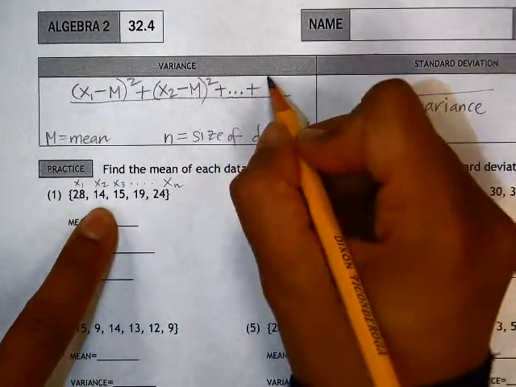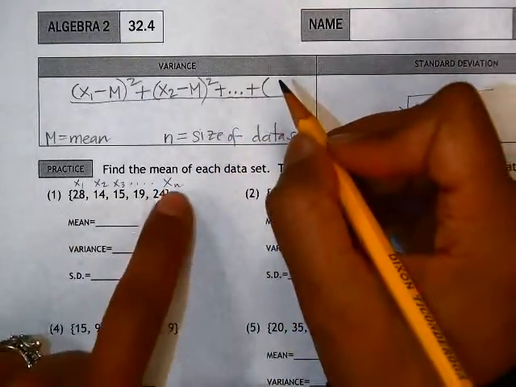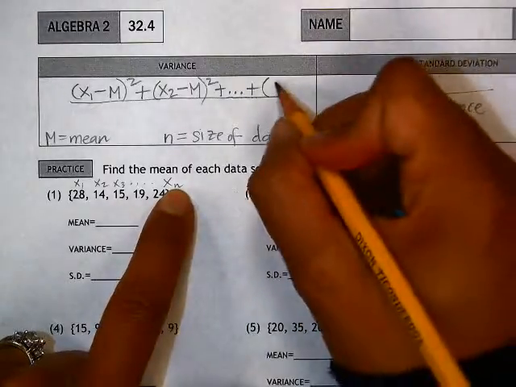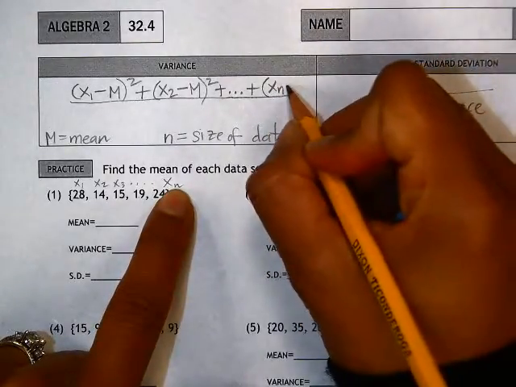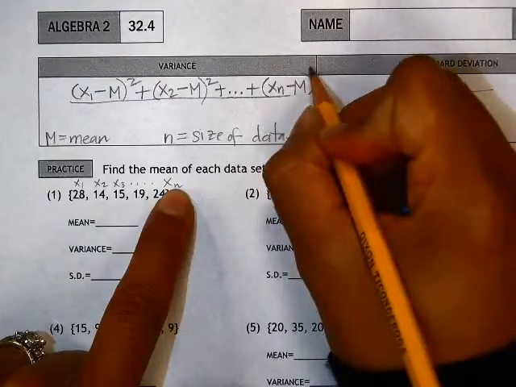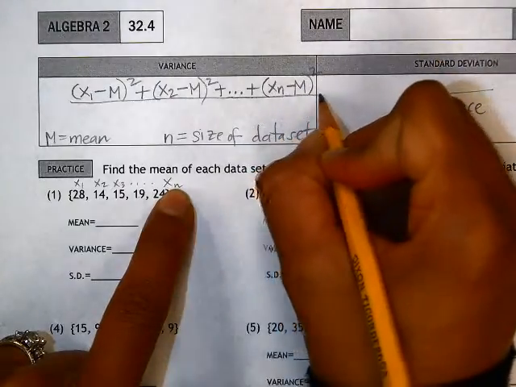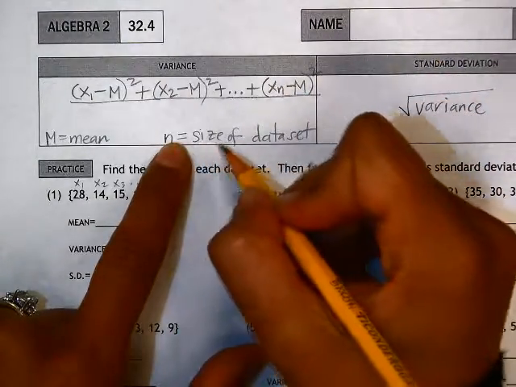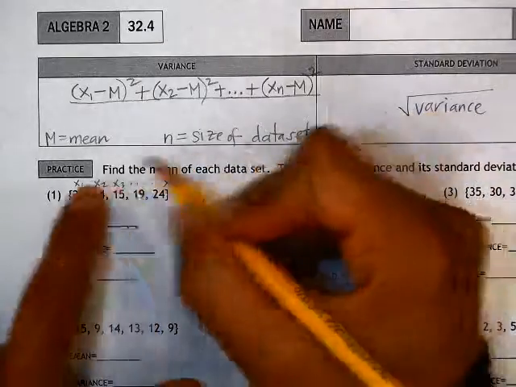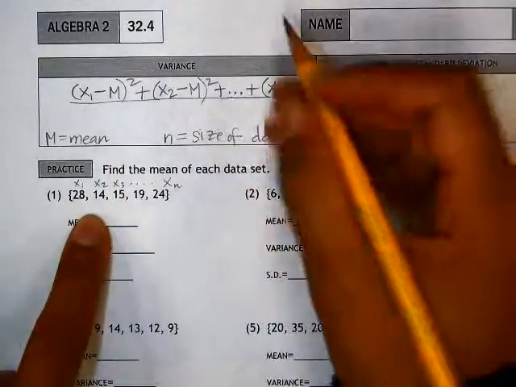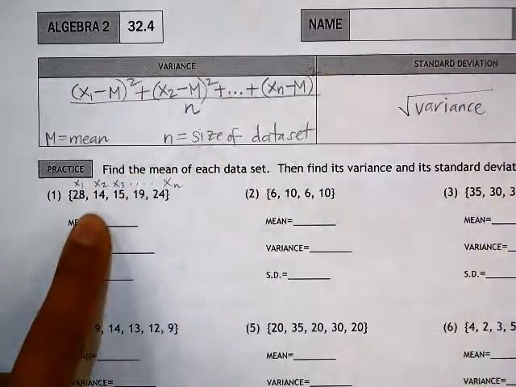And finally, we're going to add the very last number in the data set. I'm going to call the very last number x sub n, subtract the average, and square it. Again, n refers to how many terms or how many values are in the data set, so we're going to divide by that.